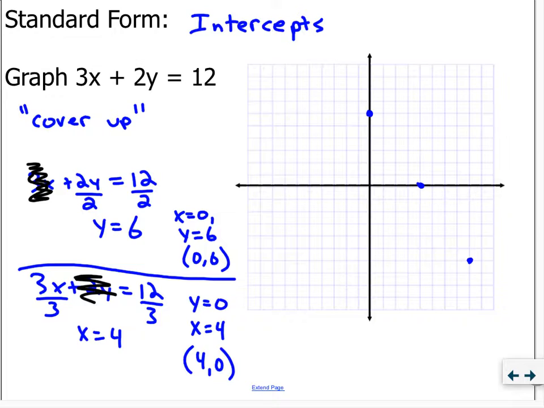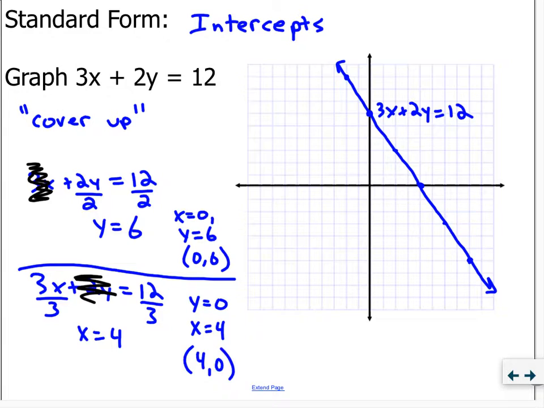Hey, did you notice that half of down 6 over 4 is really down 3 over 2? So you can get some points there and there. And that might help you to go like up 3 and to the left 2. There's another point. So I got a bunch of points on my grid. Let's connect them using your ruler, using your straight edge, going all the way to the ends. Put arrows on it. 3x plus 2y equals 12.